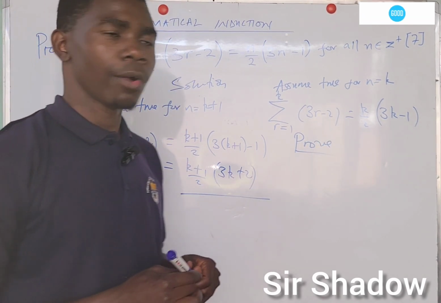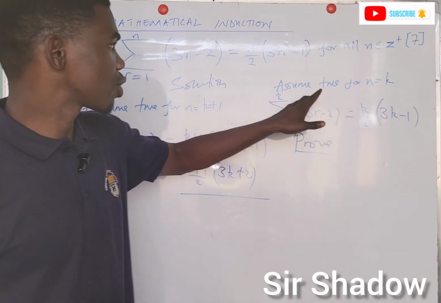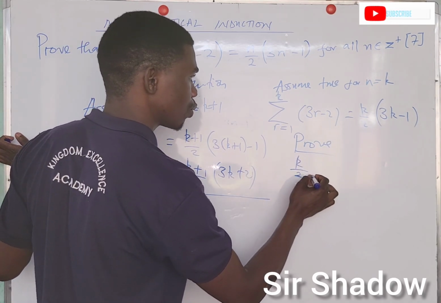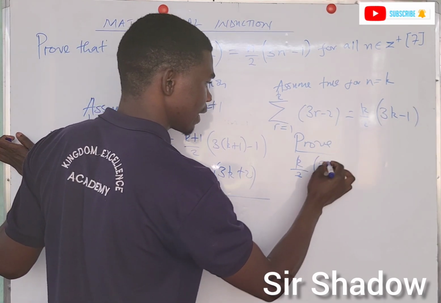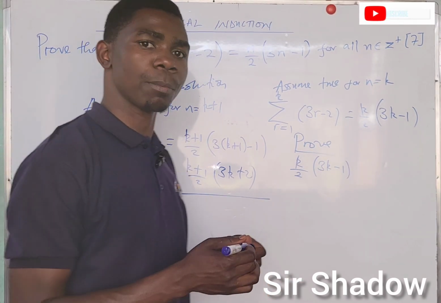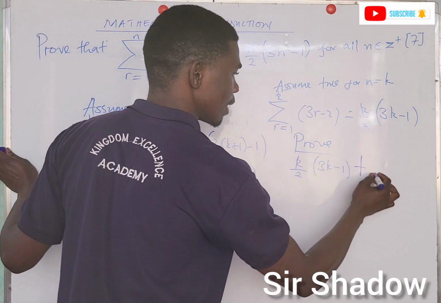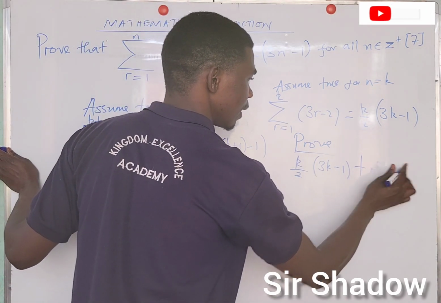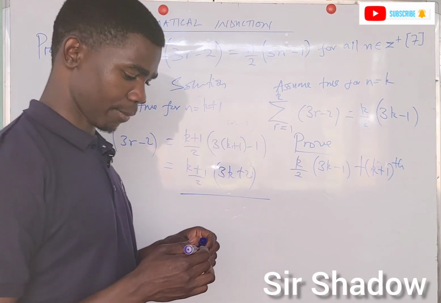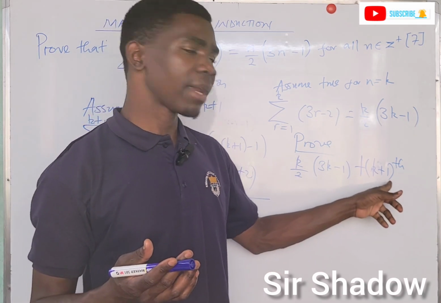Whenever we want to prove, we take the expression we assumed true for n equals k, which is k over 2 multiplied by 3k minus 1. So we are adding the k plus 1 th term. On the proof stage, just add the k plus 1 th term. So we want to see where to get the k plus 1 th term.